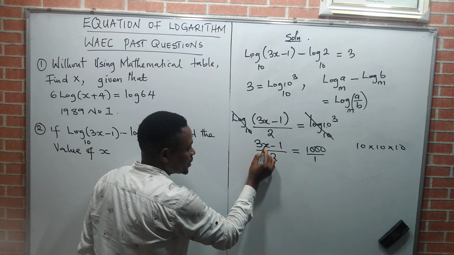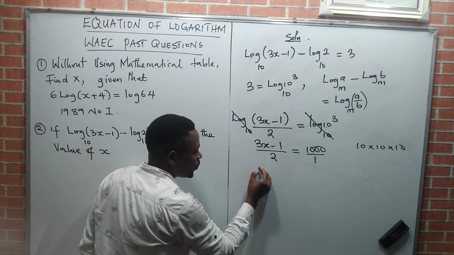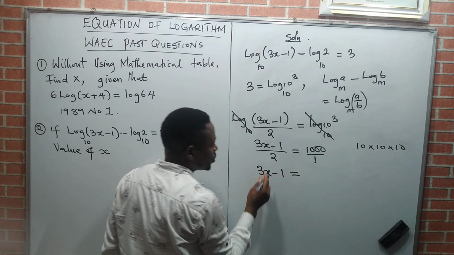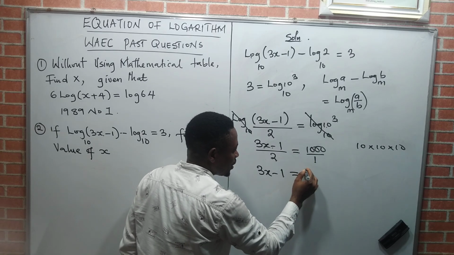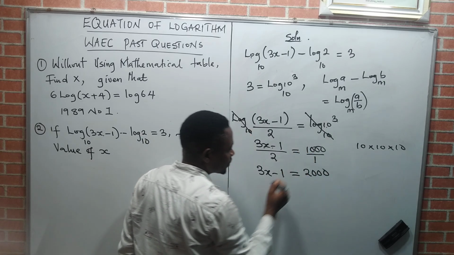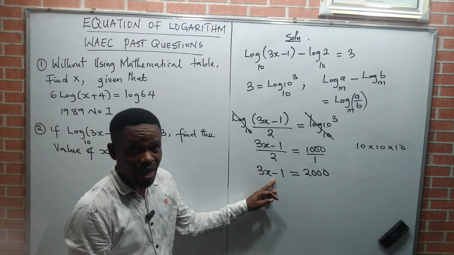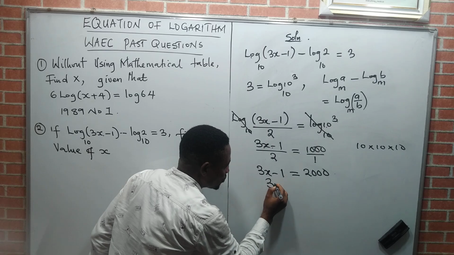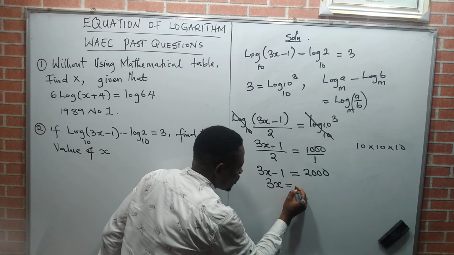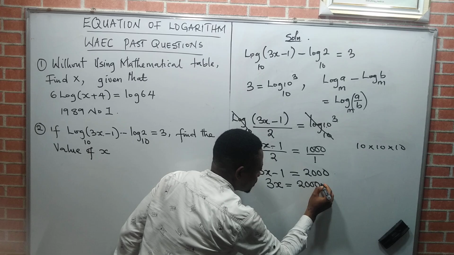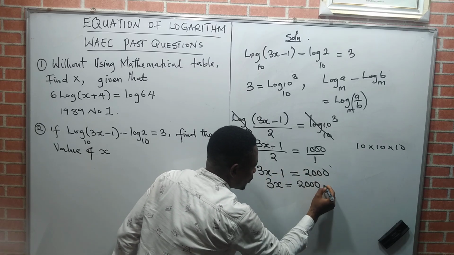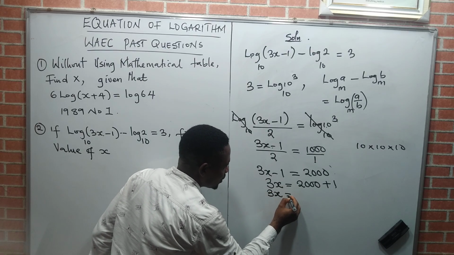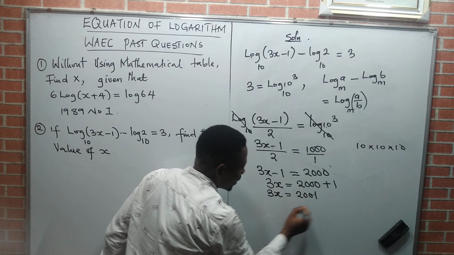Then call this over 1 and do what we call cross multiply. So 3x minus 1 times 1 will still give me 3x minus 1, which is now equal to 2 times 1000, which is 2000. The next thing is to do collection of like terms. I will carry minus 1 to the right. I will be left with 3x equal to 2000. As minus 1 shifts to the right, it turns to plus 1. So can we now say 3x is equal to 2001.